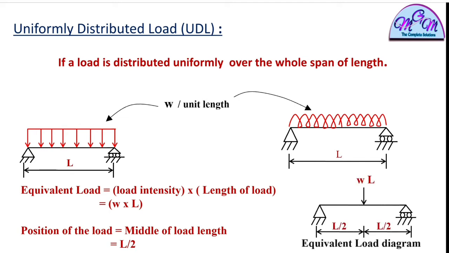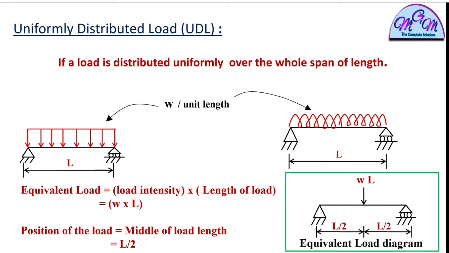This is called the equivalent load diagram because this load and this load will produce the same effect on the beam. Suppose this UDL is producing this much amount of deflection in the beam, then the same amount of deflection will be produced by this load. Due to this reason, this is called the equivalent load diagram.